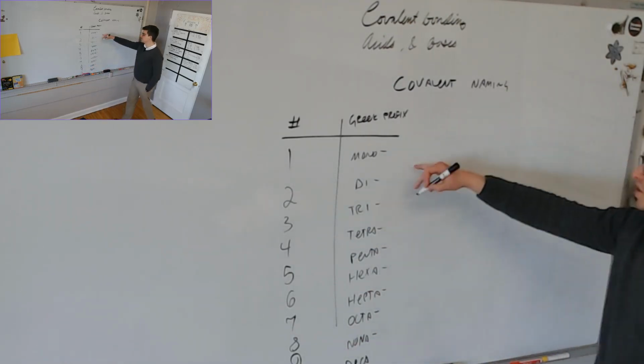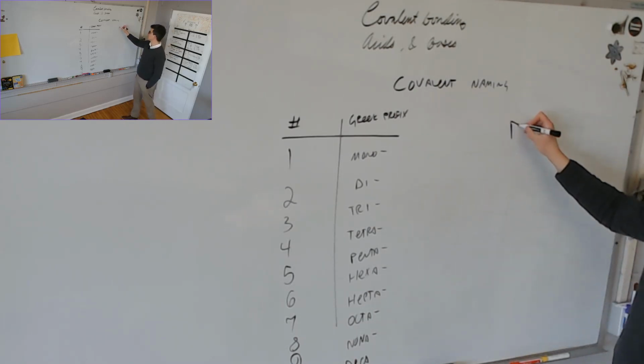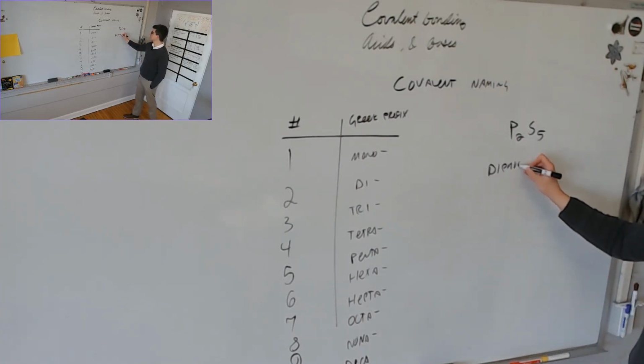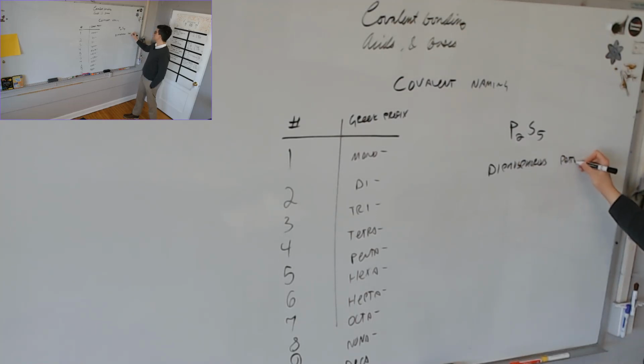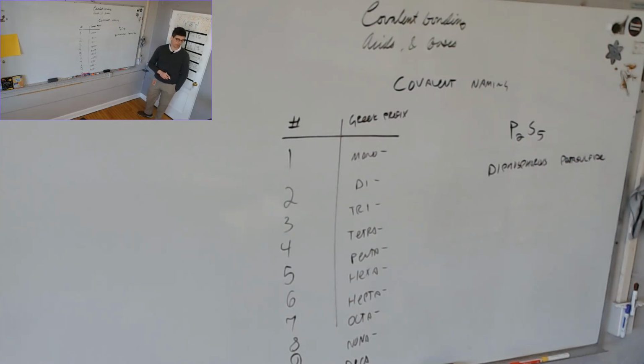So basically we just use these with the number that are in it. So for instance, P2S5. Let's name it. Diphosphorus pentasulfide. We still change the name of the last one to end in "ide," but we just smoosh one of these prefixes onto the front of it.